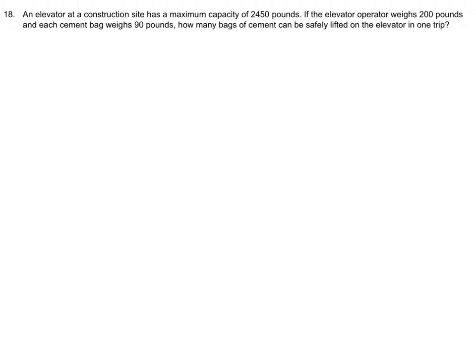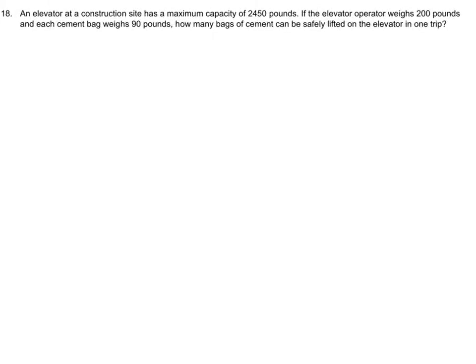So the first sentence tells us that the maximum capacity of an elevator is 2,450 pounds. That means that no more than 2,450 pounds can be on the elevator. So no more is represented by a less than or equal to sign. Now I'm going to write the expression that's on the left side. So the problem tells me that the operator weighs 200 pounds and that each cement bag weighs 90 pounds.